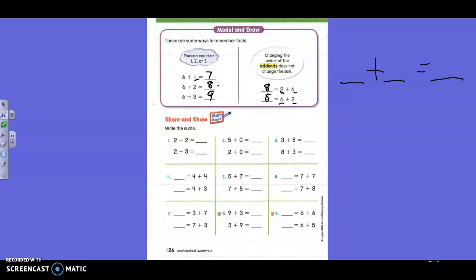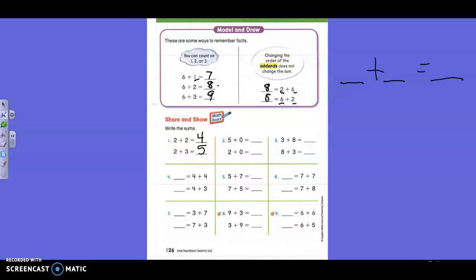However, you can see on here that sometimes they make the answer be in the front and not in the back of the number sentence. Okay? So let's look at this, because number 1, 2 plus 2, what does that equal, boys and girls? 4. Okay, if you know what 2 plus 2 equals, then you should know what 2 plus 3, because 3 is 1 more than 2, right? So what's 1 more than 4? 5. 2 plus 3 equals 5, right?